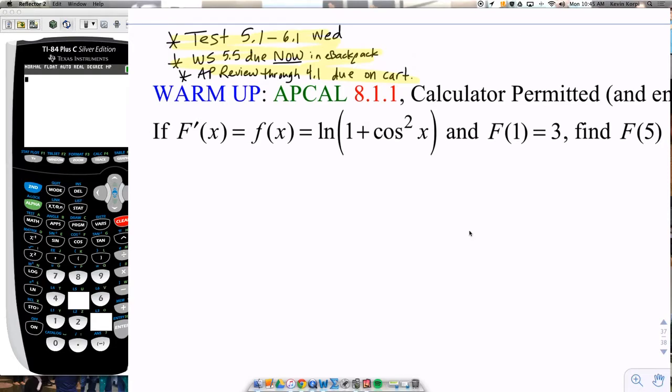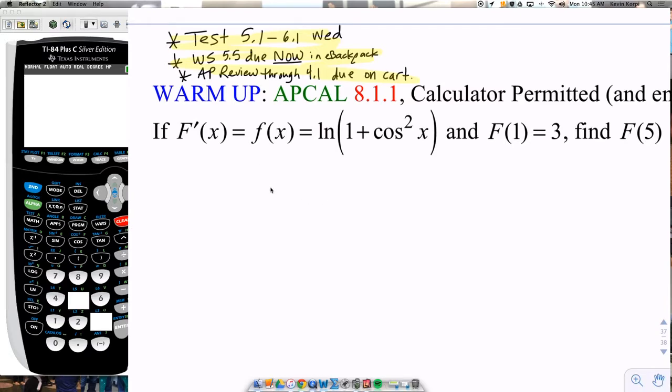So if big F prime of x equals little f of x, which by convention is what you would probably naturally assume, equals the natural log of 1 plus cosine squared. So big F prime is a rate equation for big F. It tells us how fast we accumulate big F y values. If big F of 1 equals 3, find big F of 5.